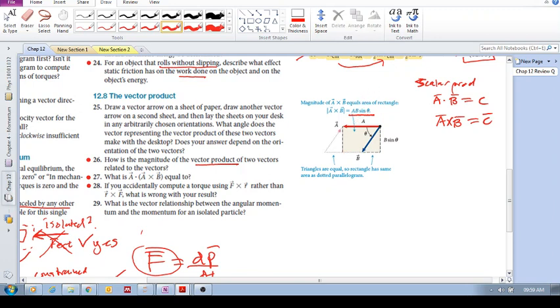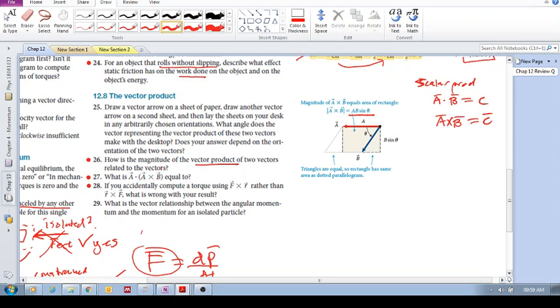So what's next? 27. What is A dot A cross B equal to? Pause the video, see if you can try this on your own. Nice question. Very nice multiple choice question as well.